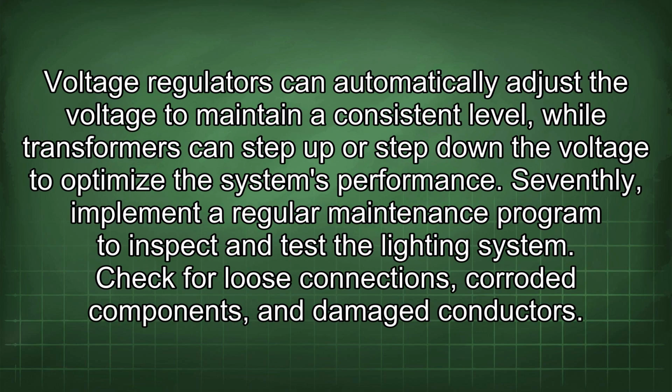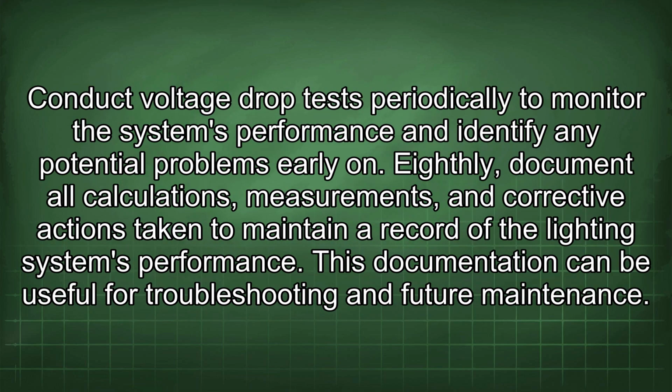Voltage regulators can automatically adjust the voltage to maintain a consistent level, while transformers can step up or step down the voltage to optimize the system's performance. Seventhly, implement a regular maintenance program to inspect and test the lighting system. Check for loose connections, corroded components, and damaged conductors. Conduct voltage drop tests periodically to monitor the system's performance and identify any potential problems early on.